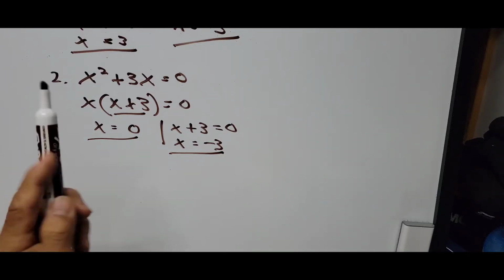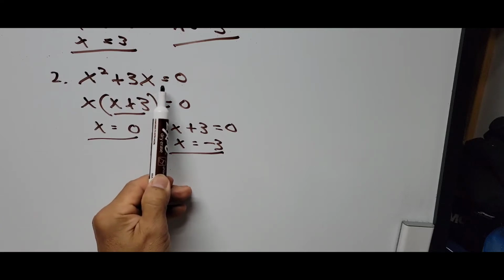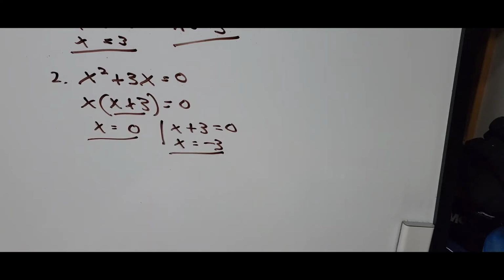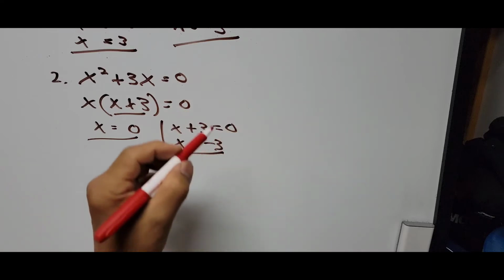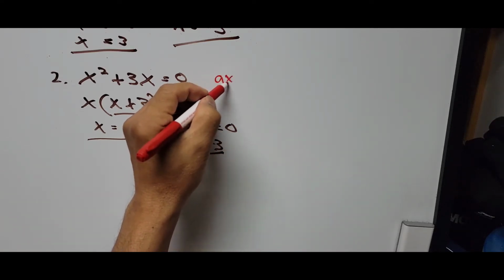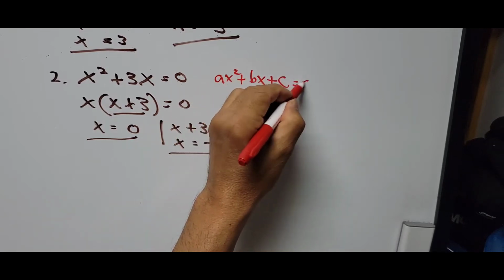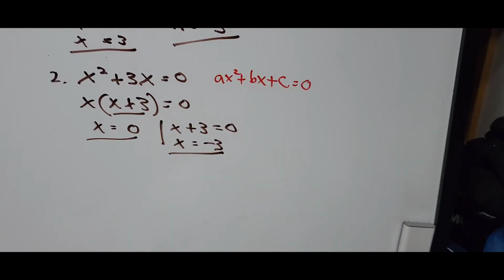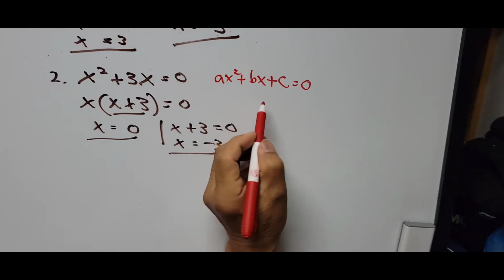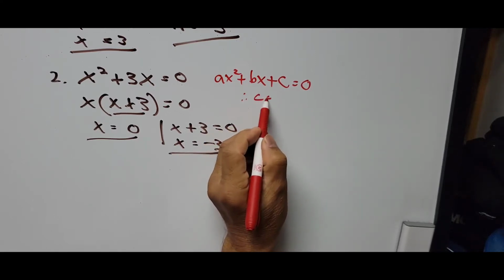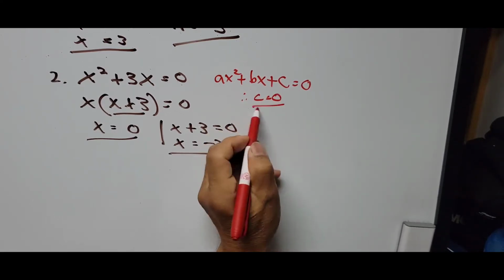And if you notice this one doesn't have the third term. That means c is not there, where the standard equation of the quadratic equation is ax squared plus bx plus c equals to 0. So that means the value of c over here is 0. That means value of c is 0.